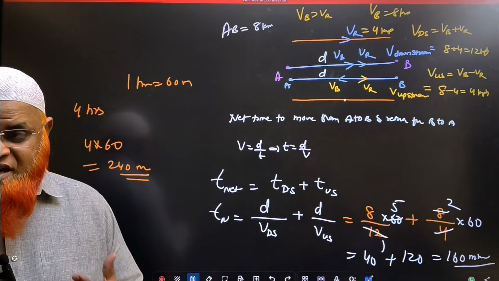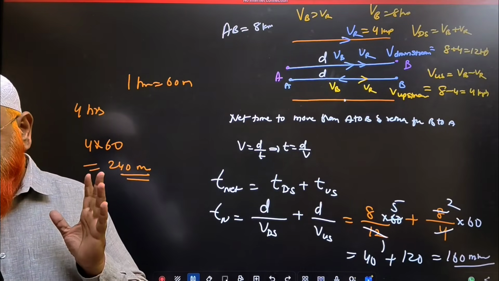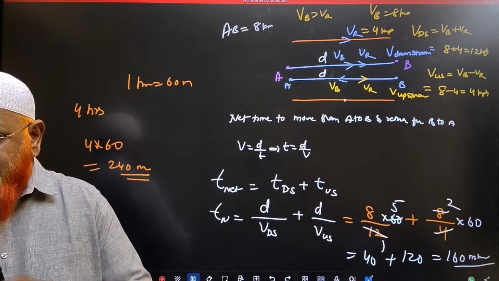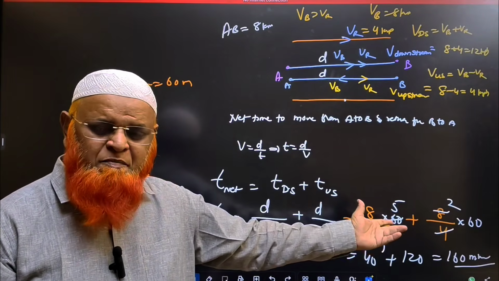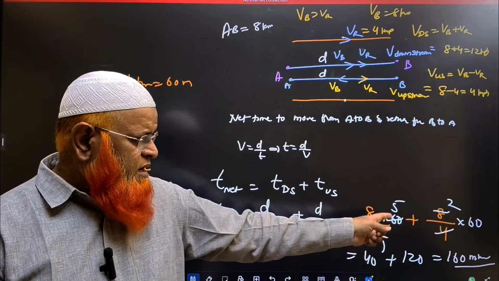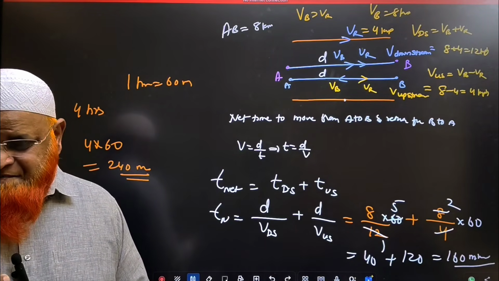So how much time has your boat taken to travel from A to B and B to A? It is just 160 minutes. Why? Because I want the answer in minutes. If you want the answer in hours, then you need not multiply with 60. So 8 by 12 plus 8 by 4, directly if you simplify the fractions, what is the answer you get?